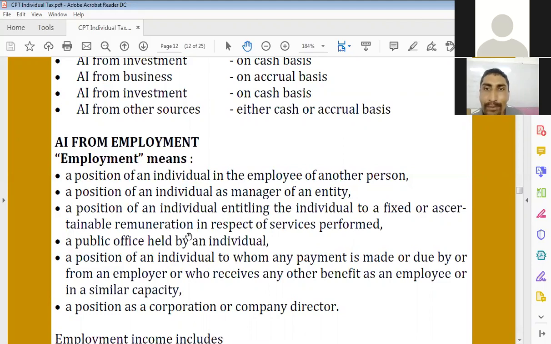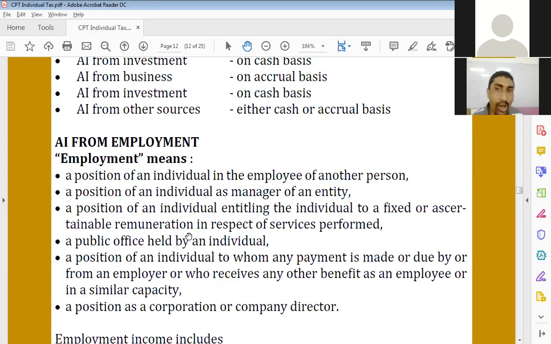A public office held by an individual. Public office means a government employment. So you are a government employee. A position of an individual to whom any payment is made or due by or from employer or who receives any other benefit as an employee or similar capacity. You are having a position and you are getting some benefits that is similar to an employment benefit. So you are an employment. A position as a corporation or company director. If you are a director in a corporation or a company, you are in employment.